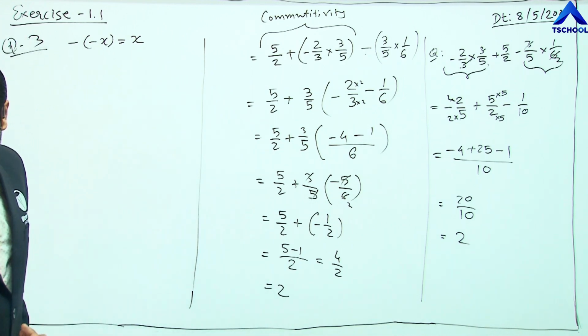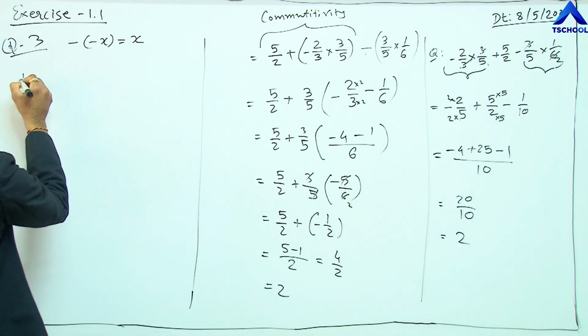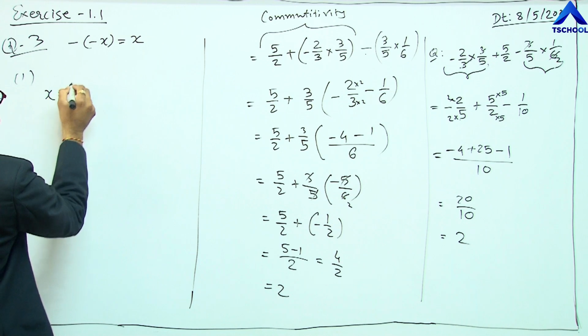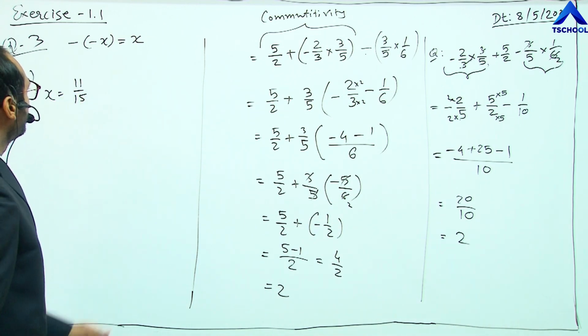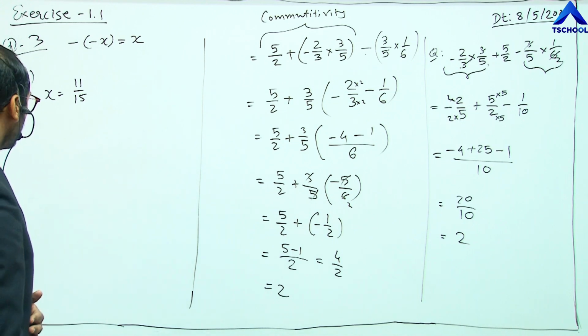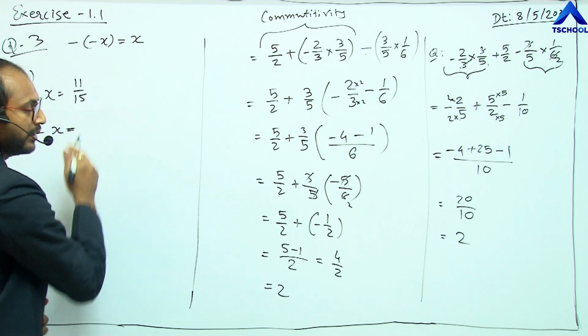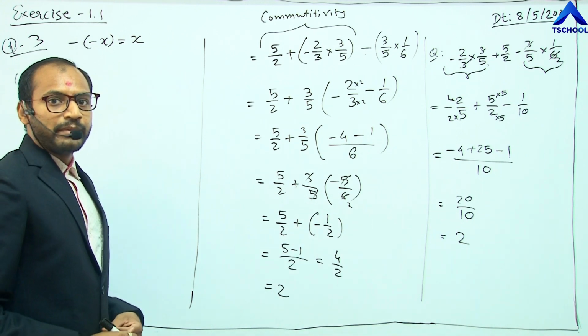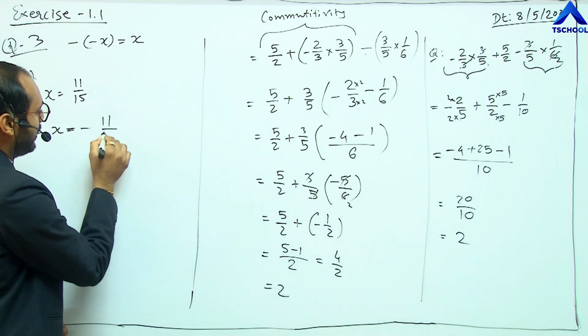Here in the exercise there is a question. First question is, if x equals 11 by 15, let me verify this. What is minus x? The negative of the given number is minus 11 by 15.